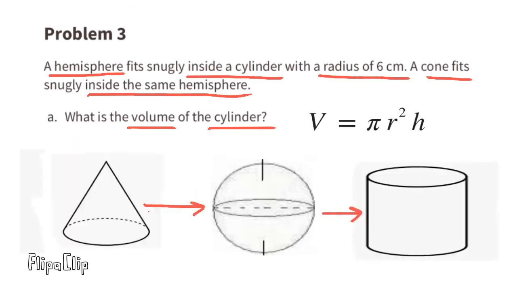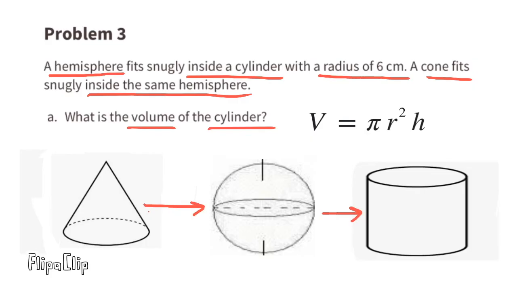On the right-hand side, there's a picture of a cylinder. In the middle, there's a picture of a sphere. So remember, this sphere fits snugly inside this cylinder. On the left-hand side, we have a cone, and the cone fits snugly inside the sphere. That means that the radius of this cone has the same radius as the sphere.